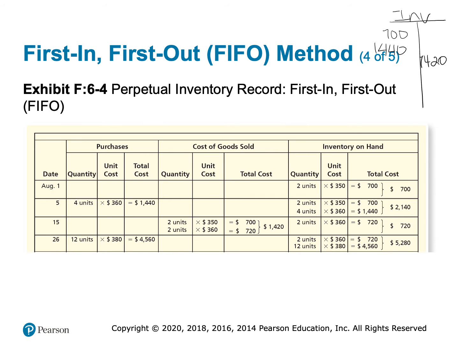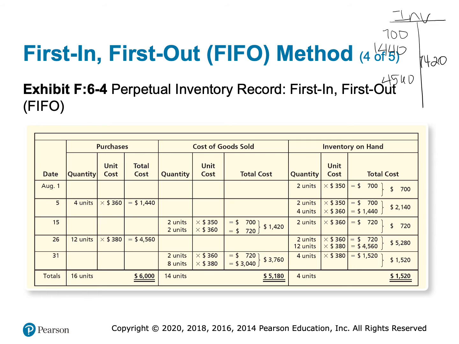So now I purchased 12 units at $380. Prices are continuing to rise. So I did my journal entry on the side to debit inventory, credit cash or accounts payable for $4560. I'm going to debit my inventory account up here for $4560. And so now when I look at my inventory on hand, I have 14 units in total. I have those 2 at $360 plus the 12 new ones that cost $380 for a total of $5280.